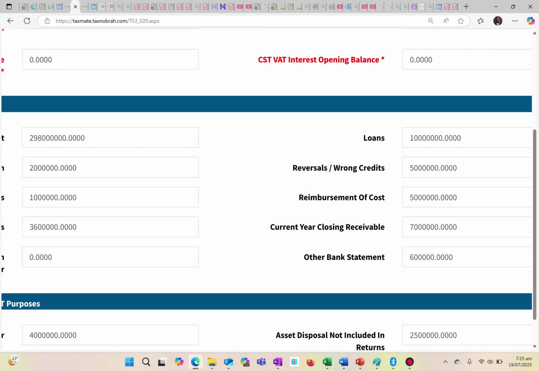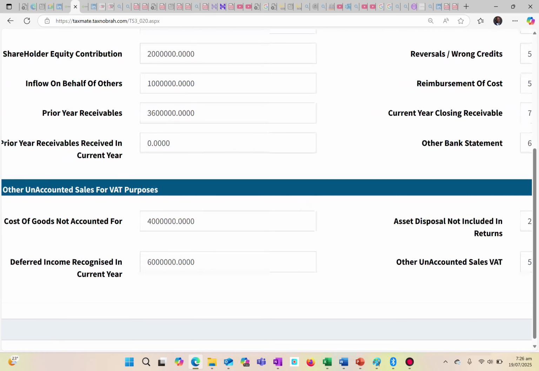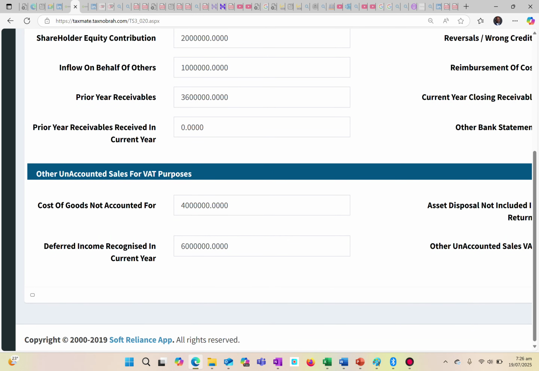What are we trying to do? We want to strip the total credit of anything which is not income, which is not revenue, and if it is revenue, which is not revenue for this particular year. So we come down here and we look at cost of goods not accounted for, and we also look at deferred income. In your bank statement or in your financial statement, you have income in there which is not for this particular year.